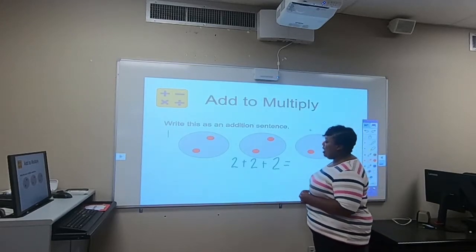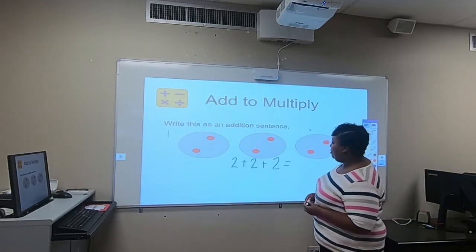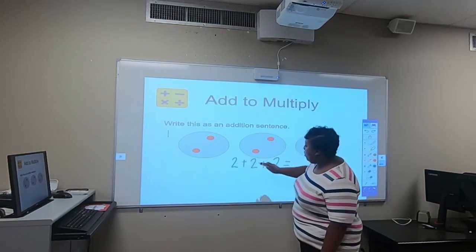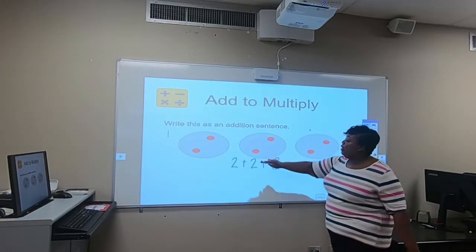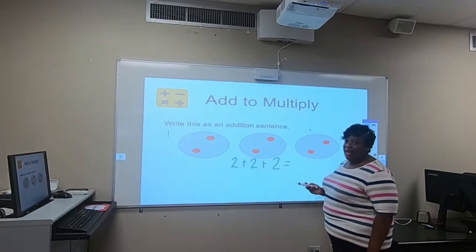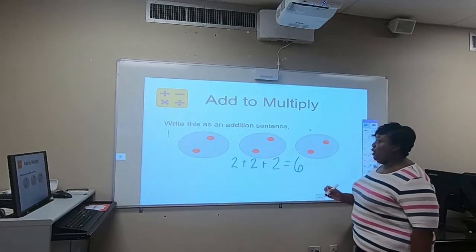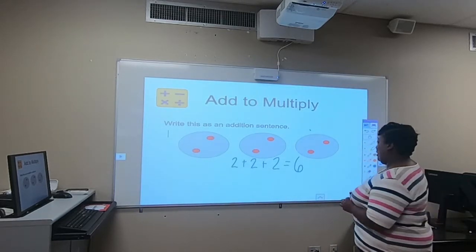Now we can solve this a couple of ways. We can do some adding or we can do some skip counting. Let's try skip counting, okay? So we would go 2, 4, 6. So 2 plus 2 plus 2 equals 6, okay? So we know that 3 groups of 2 equals 6, all right?